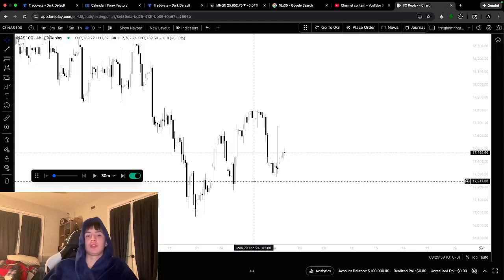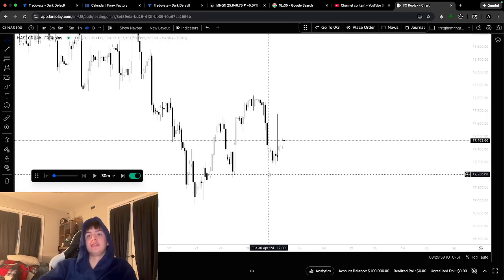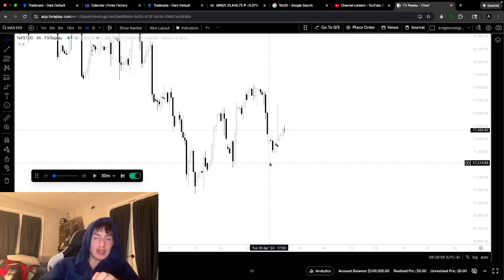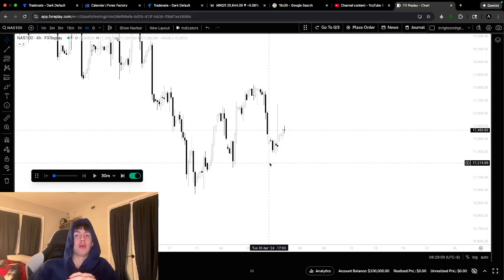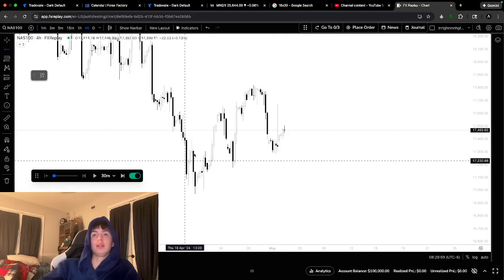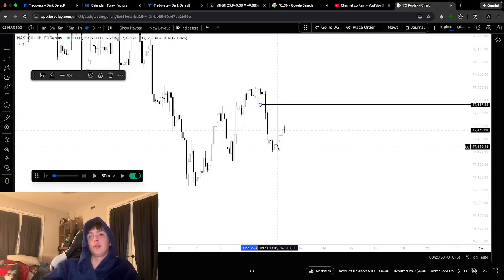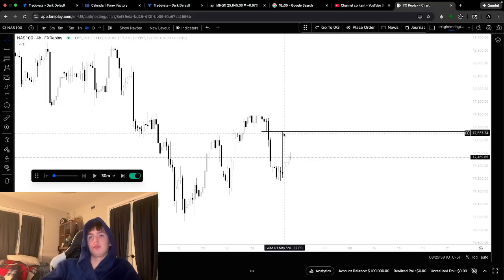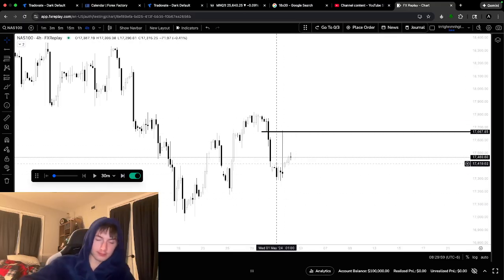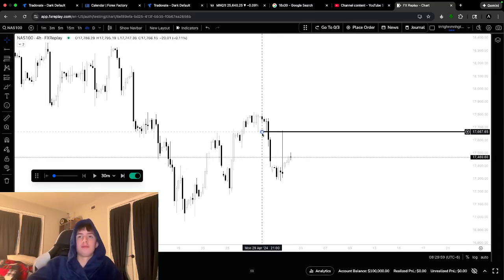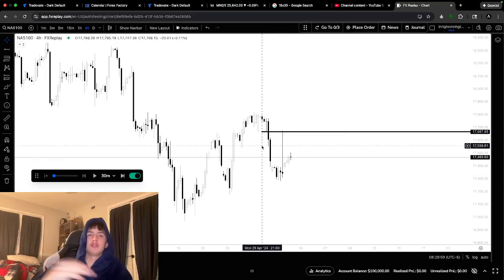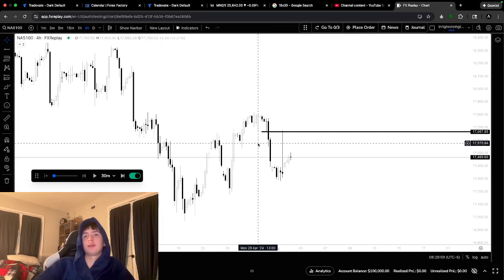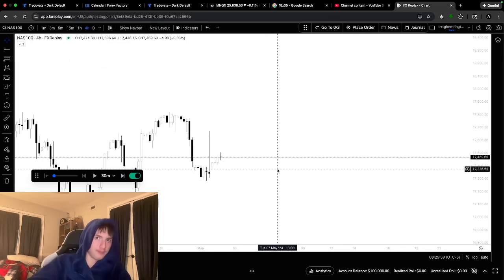I just use the bias as a guide. I'm more likely to take shorts today unless the market tells me otherwise. Once our draw on liquidity is hit, then we're done trading for the day. Unless we think the market is going to be, say this is our draw on liquidity from May 1st, and I think it's going to be bullish after we hit this draw on liquidity, then once it hits the draw on liquidity, flip your bias.